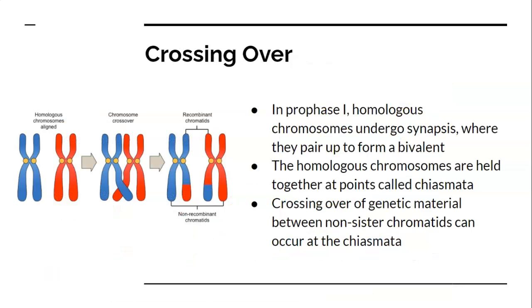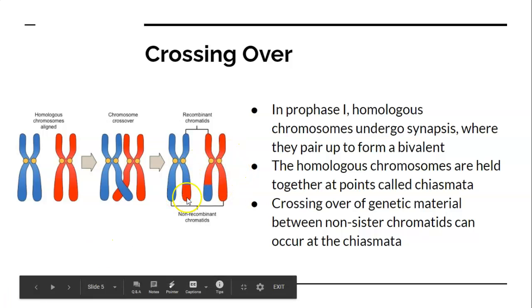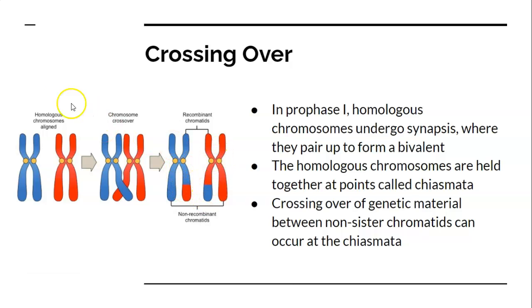In prophase 1, so that first step really in meiosis after interphase, homologous chromosomes can undergo what's called crossing over. So homologous chromosomes pair up to form a bivalent. That's just when you have 2 homologous chromosomes lined up together. Those homologous chromosomes are held together at a point called a chiasmata, and then crossing over of genetic material can happen. So you cross over material between non-sister chromatids, and that's how you get a little bit of genetic variation. And you can see that here you have now a red leg on the blue chromosome and a blue leg on the red chromosome.